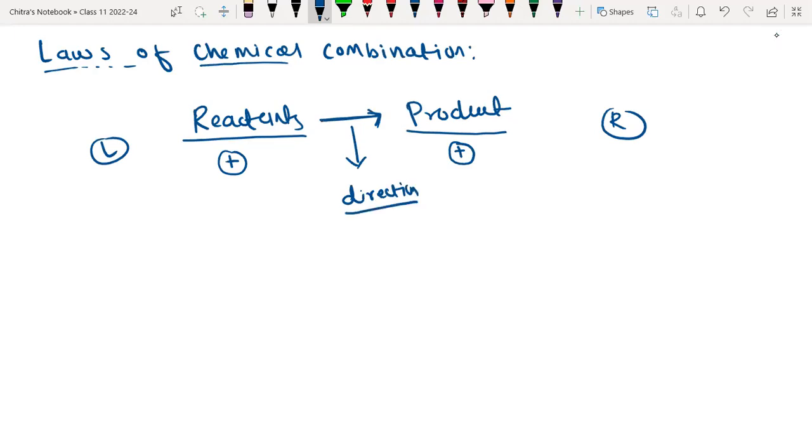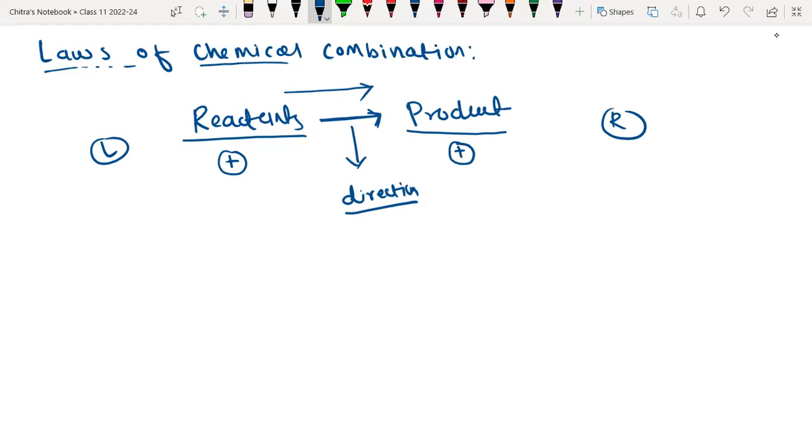That means the reaction starts from the reactant and proceeds toward the product. So this is again very important. We have to understand one more thing. Whenever we are writing the reactant and product, we have to mention their standard state also.